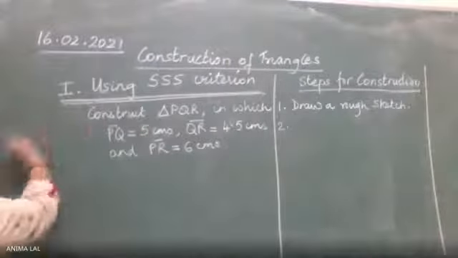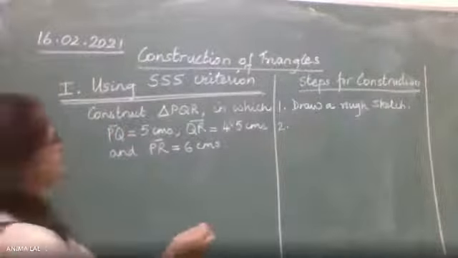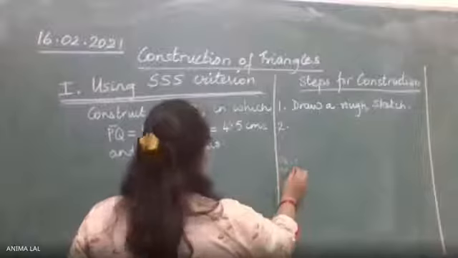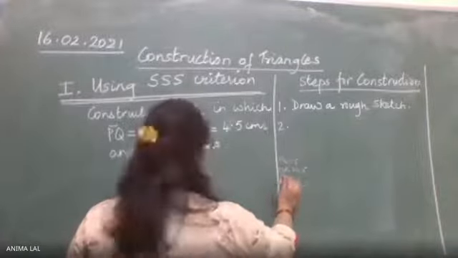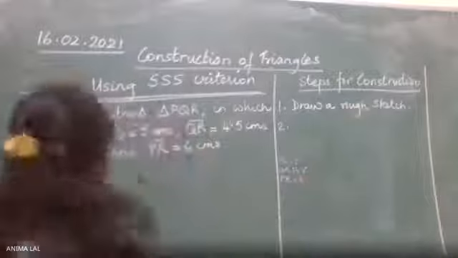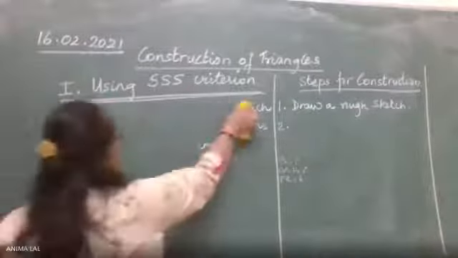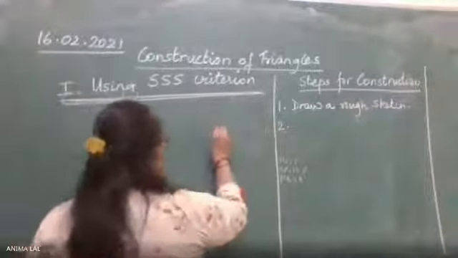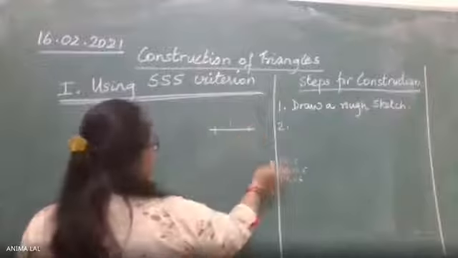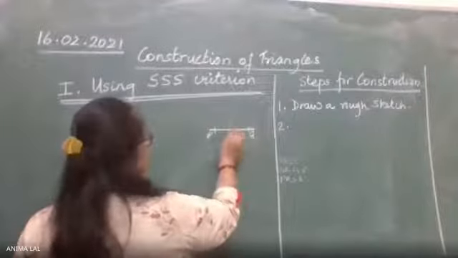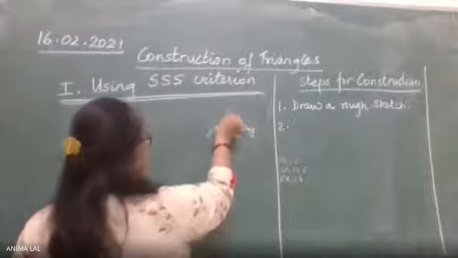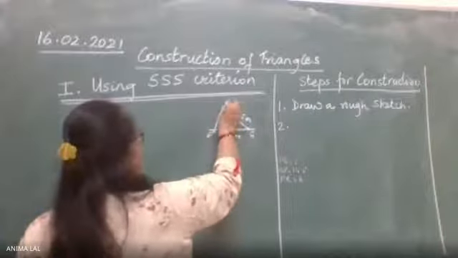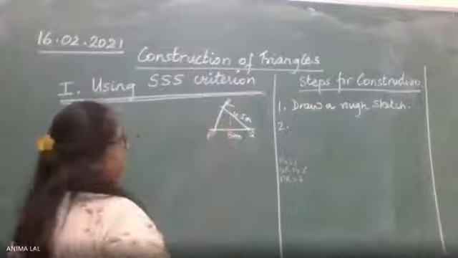Okay. Then I will be rubbing this off. Okay, let me just write this down. PQ is 5, QR. I want to rub this off, that is why I've written it there. Right, now the rough sketch. We are drawing a triangle PQR in which PQ is given as 5 centimeters, QR is given as 4.5 centimeters, and PR is given as 6 centimeters.